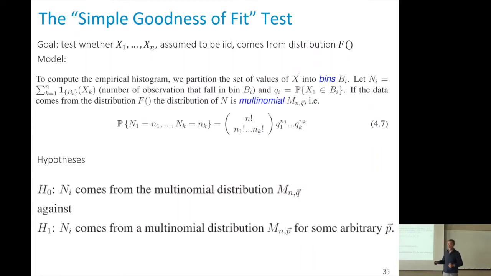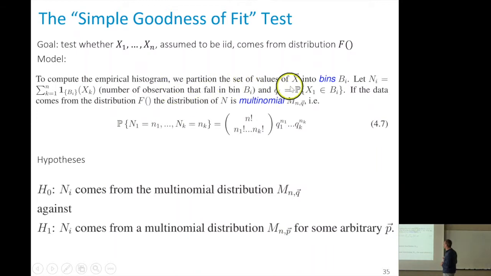I plot the histogram. I compare to the theoretical histogram I would have if F were the true distribution. That can be computed, at least numerically, for any distribution, whether it's Gaussian or not. And then if there's a large difference between the two histograms, probably it's not true. And the problem is how to quantify whether a deviation between two histograms is large. So one way to do it is to use the likelihood ratio.